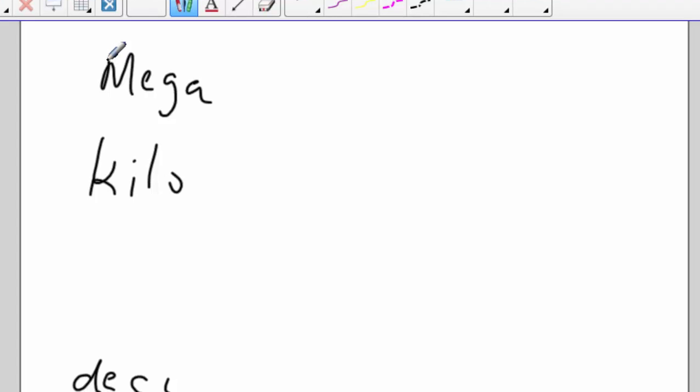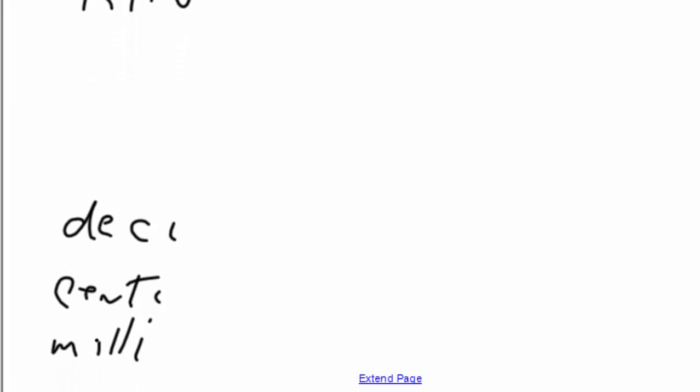On the other end, if I have something small like deci, centi, or milli, those things are smaller than the base unit. If you think about what a centimeter is or a millimeter is, that's smaller than a meter. So always remember which are the big ones and which are the small ones. And yes, you do have to memorize these. Your teacher will give you a complete list of the prefixes you have to memorize in class.